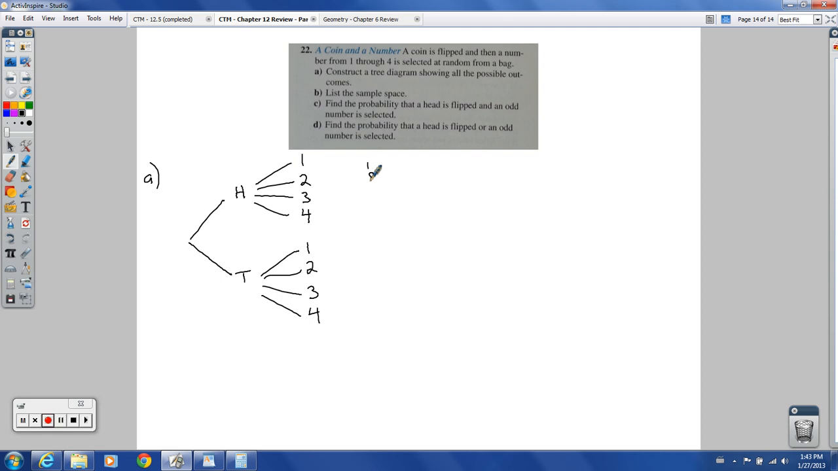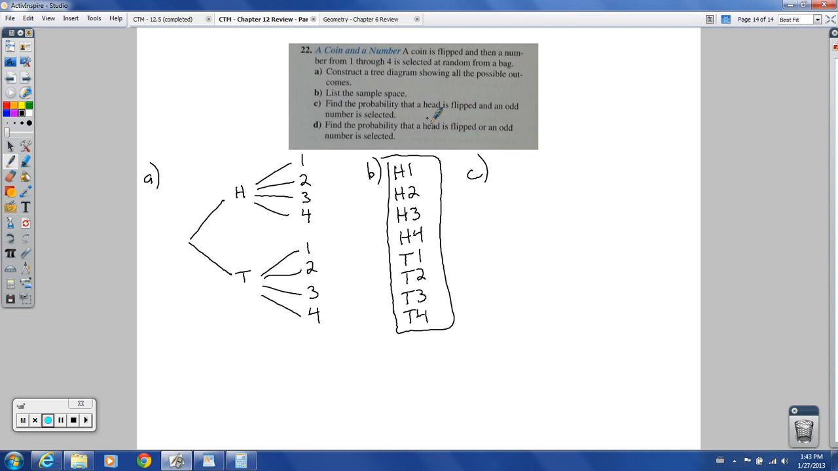The sample space would be H1, heads in a 2, heads in a 3, heads in a 4. And then tails in 1, tails in 2, tails in 3, tails in 4. So that's our sample space. Nothing else we need to do there. Find the probability that a head is flipped and an odd number is selected. So if I look over here, head and odd would be this one and this one. So there's 2 out of 8 possibilities. So that would be 2 divided by 8, which is 1 over 4.